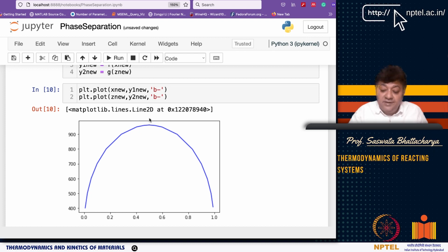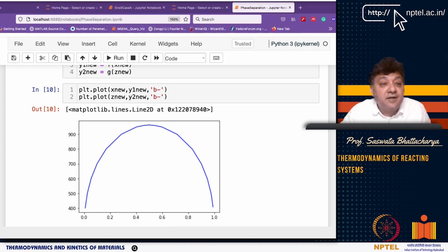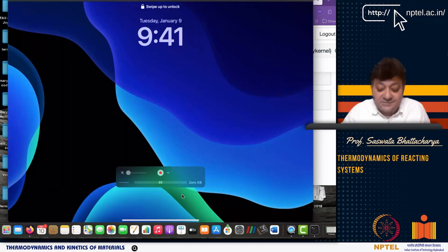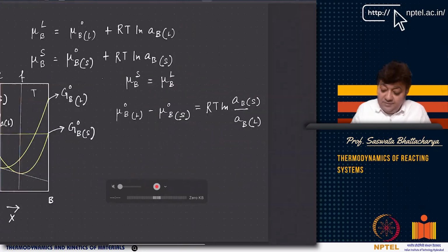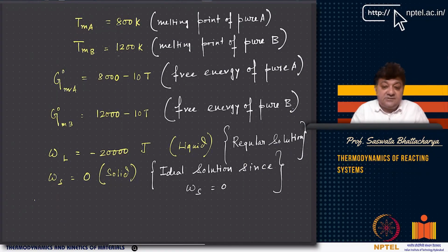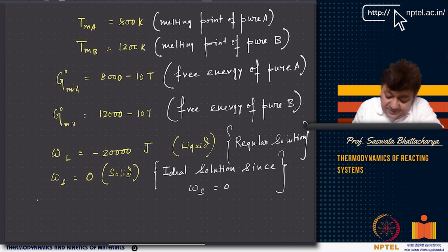Now, having done that, we then presented another problem. So, I'll just go to the problem. The problem was this. We have been given this data, where TMA is the melting point of pure A, TMB is the melting point of pure B, G0MA is the free energy of pure A, and G0MB is the free energy of pure B, and then omega L, that is of liquid, is negative, but it is a regular solution because you have a negative regular solution parameter.